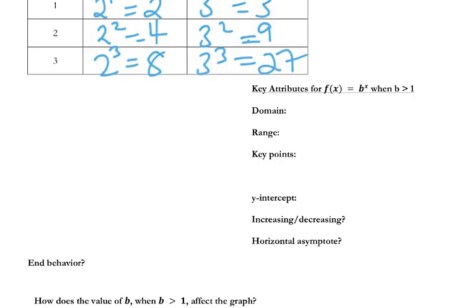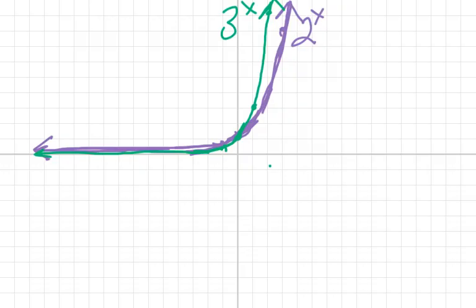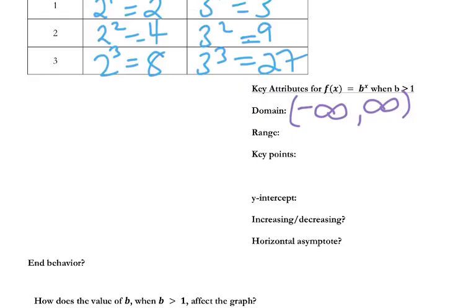Okay, so let's go back to our notes. The domain for both of those functions is all real numbers. There are no breaks in the graph. It goes on forever in both directions. The range, the lowest value is 0, and we never hit that value. So our range would be y greater than 0, and our graphs keep going up and up towards infinity. Our y-intercept in both cases was (0, 1).